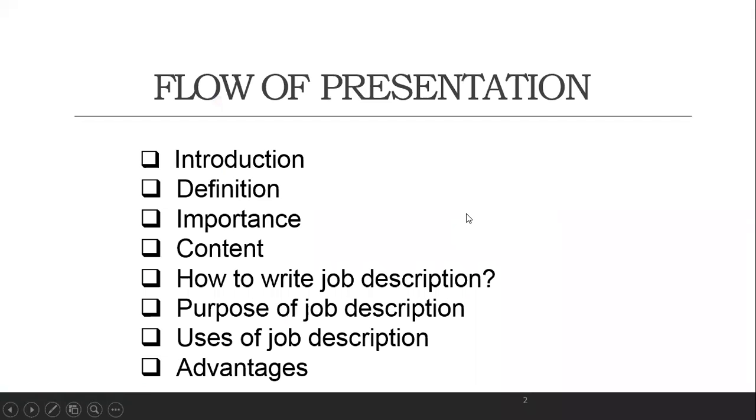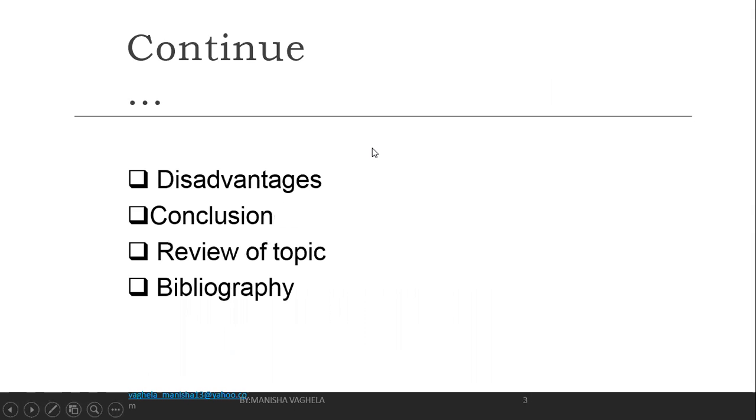So first we're going to have a look at how we're going to discuss the points in this particular PPT. First one is introduction, definition, then we're going to discuss the importance, content, then how to write job description, the purpose of job description and the uses of job description, and last we are going to discuss advantages and disadvantages. So we're going to now start that PPT.